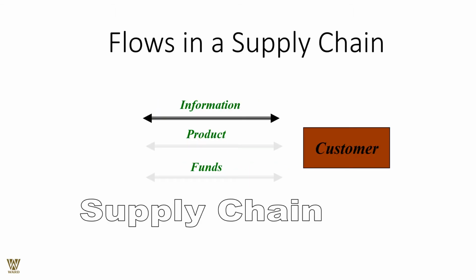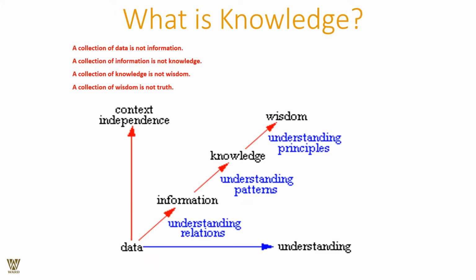So what is it that we are looking at? We are looking at the flows in the supply chain from the factories to the end customers, as the case might be. It's in the form of information that goes around it, the product, the funds, and anything and everything is a part of a supply chain.